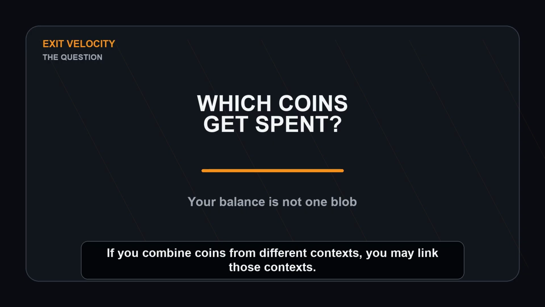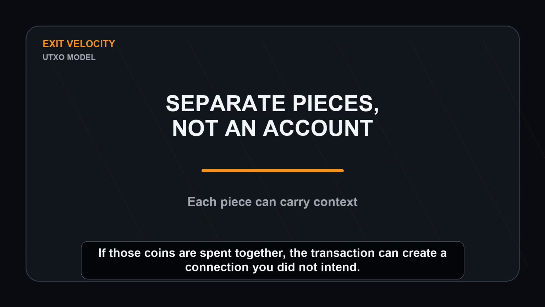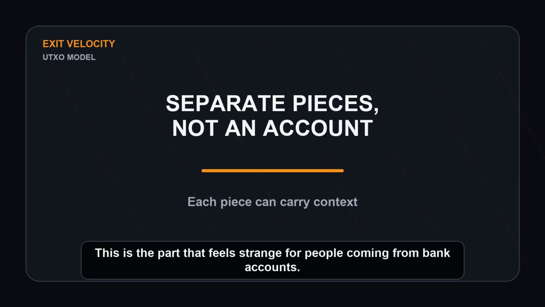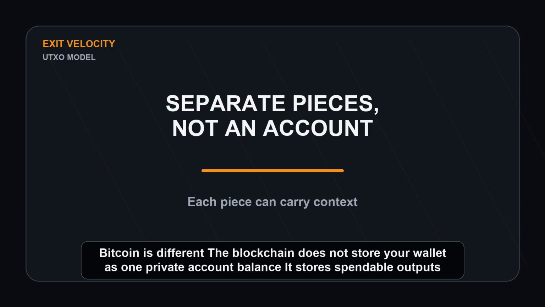Now, privacy. When a Bitcoin transaction spends multiple inputs together, outside observers can often infer that those inputs were controlled by the same spender. That is called the common input ownership heuristic. It is not perfect. It is not a law of nature. There are exceptions. But it is important enough that a beginner should understand it. If you combine coins from different contexts, you may link those contexts. An exchange withdrawal, a payment from a friend, a business receipt, a public donation, a cold storage move. If those coins are spent together, the transaction can create a connection you did not intend.